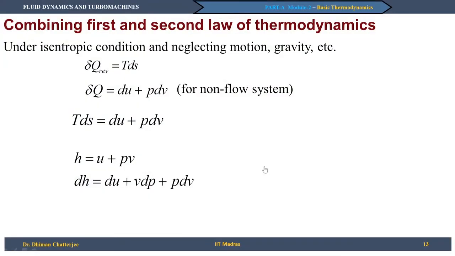So, this is valid for all processes. And now, if we bring in enthalpy, which is H equal to U plus PV, and talk about the changes in enthalpy, dH as dU plus v dp plus p dv, and then substitute it back, we get that T ds equal to dH minus v dp. We will make use of this relationship in the next slide.